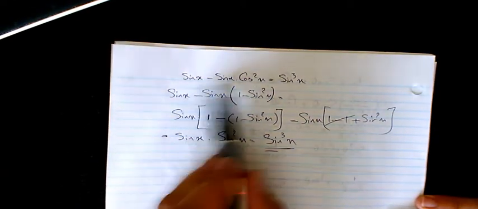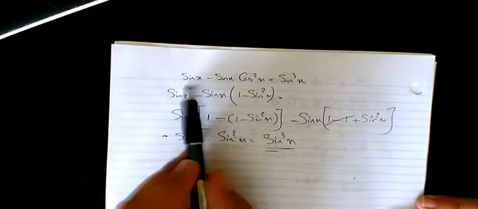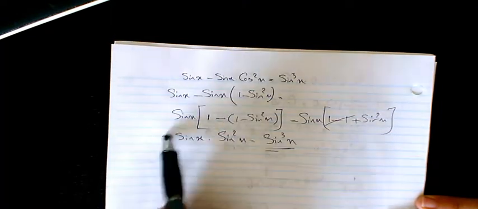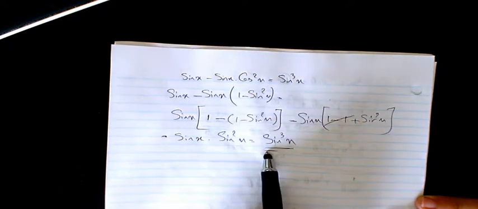So I just factored there. I started from the left hand side, I factored sin x, and then I simplify it and make it like sin cube x.